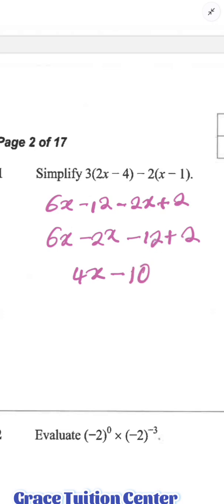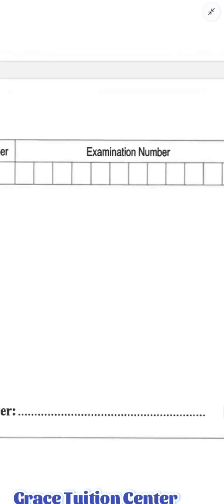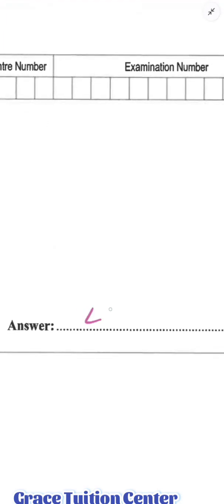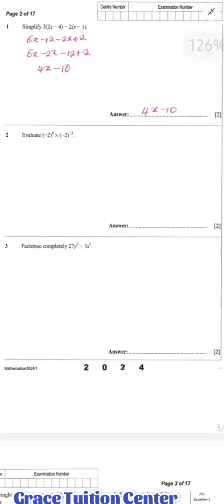Minus 10. So what you do here, since the numbers have got different signs, 12 is negative, 2 is positive, subtract the numbers. 12 minus 2 is 10. So you put the sign of the bigger number to your answer. Since 12 is bigger than 2, I'll put negative there. So 4x minus 10 is my answer. So in the exam, what you do is you come here on the answer space. You can go ahead and write your answer as 4x minus 10.